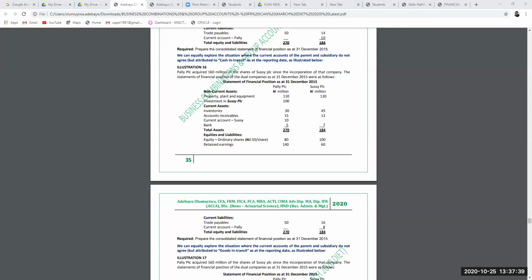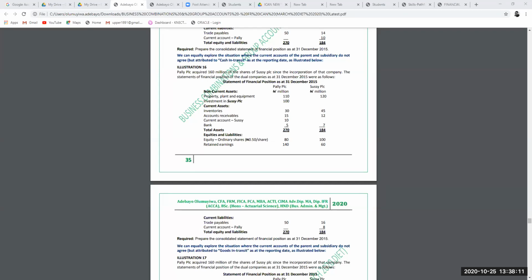Pali PLC acquired 160 million of the shares of Suzy PLC since the incorporation of the company. The statement of financial position of the two companies as at 31st December 2015 were as follows. So we have the statement of financial position as at 31st December 2015. We have property and equipment. We have investment in Suzy, the current account, inventory, account receivable, current account Suzy, we have 10.